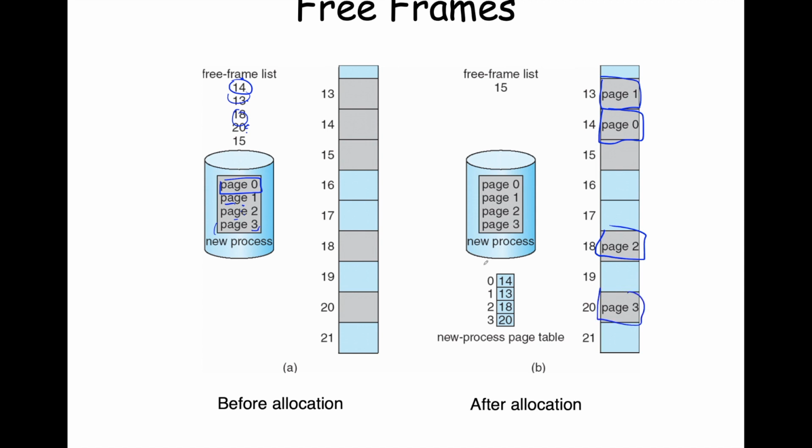And so when we look at the new status of the page table, page 0 is in frame 14, page 1 is in frame 13, page 2 is in frame 18, and lastly, page 3 is in frame 20, as we just went over. And so the free frame list has now updated. It has allocated the first 4 frames from the list to pages 0, 1, 2, and 3. And so the only free frame left from this example is frame 15. And you'll notice here it's unallocated.